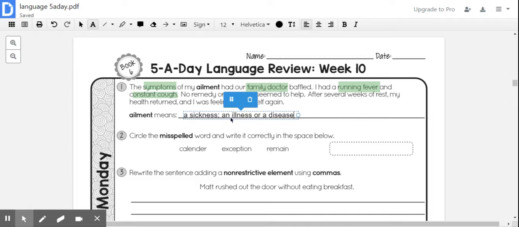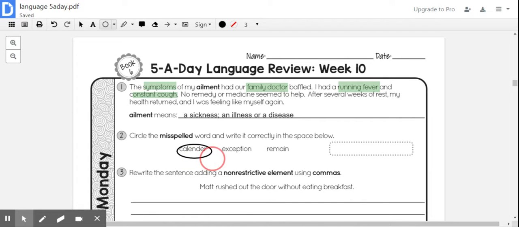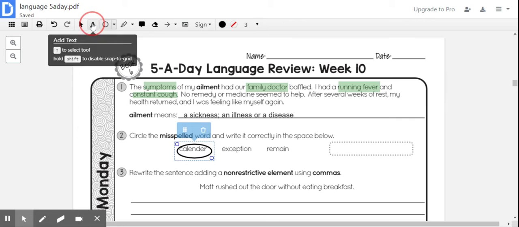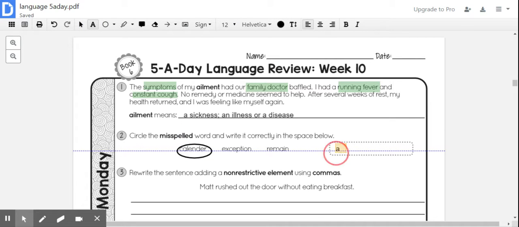Number 2, circle the misspelled word and write it correctly in the space below. So the 3 words that we have are calendar, exception, and remain. So the one that is actually misspelled is calendar. Calendar should be spelled CALENDAR. So it's the AR for the sound instead of the ER ending sound.